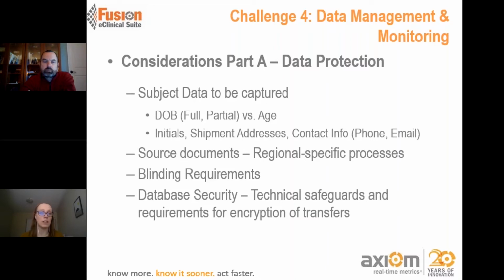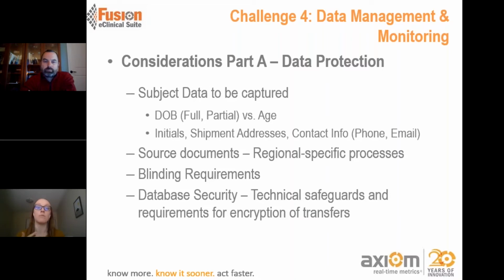Another kind of grouping is whether you're going to be looking at initials or not. And then when we're talking about direct-to-patient shipping, which of course goes into that more decentralized trial bucket, you need to have the patient shipment address and contact info for ePRO, or patient reported outcomes. Do you need their phone or email for notifications? So this may all be captured, but you need to be thinking about what access controls and encryption are required.